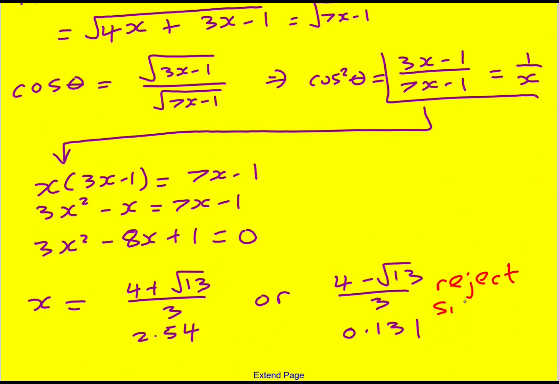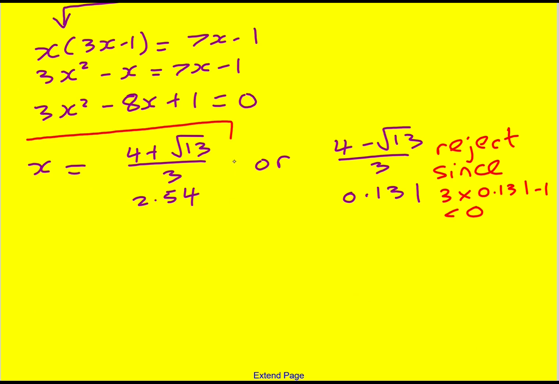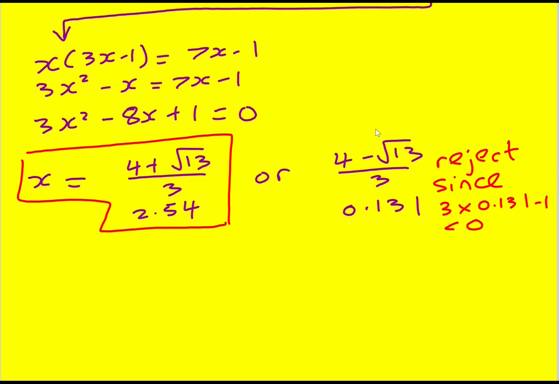Reject, since 3x, 3 times 0.131 minus 1 will be less than 0. Just a little explanation, I think. And so really this is our answer. I've left it exact, and I've rounded it to 3 significant figures.